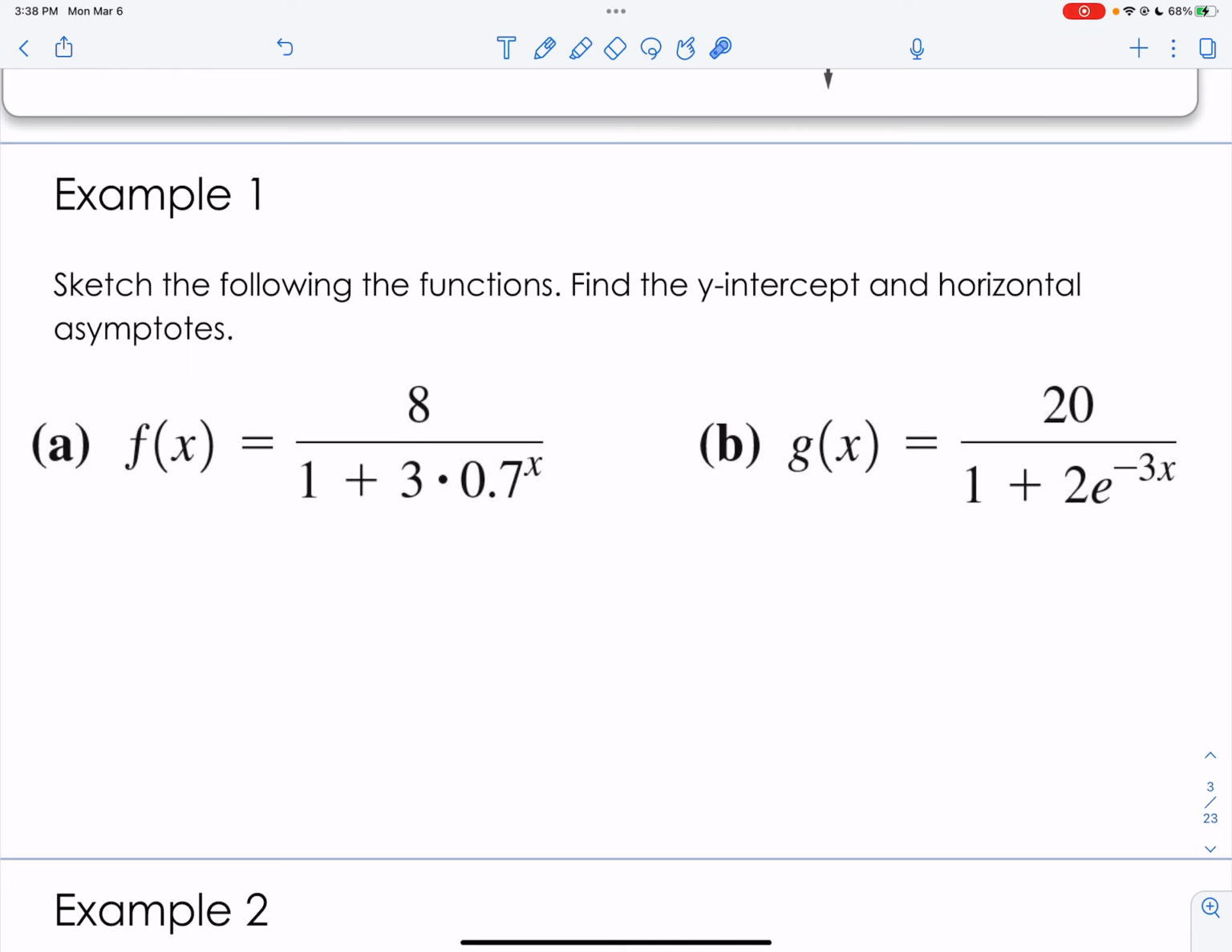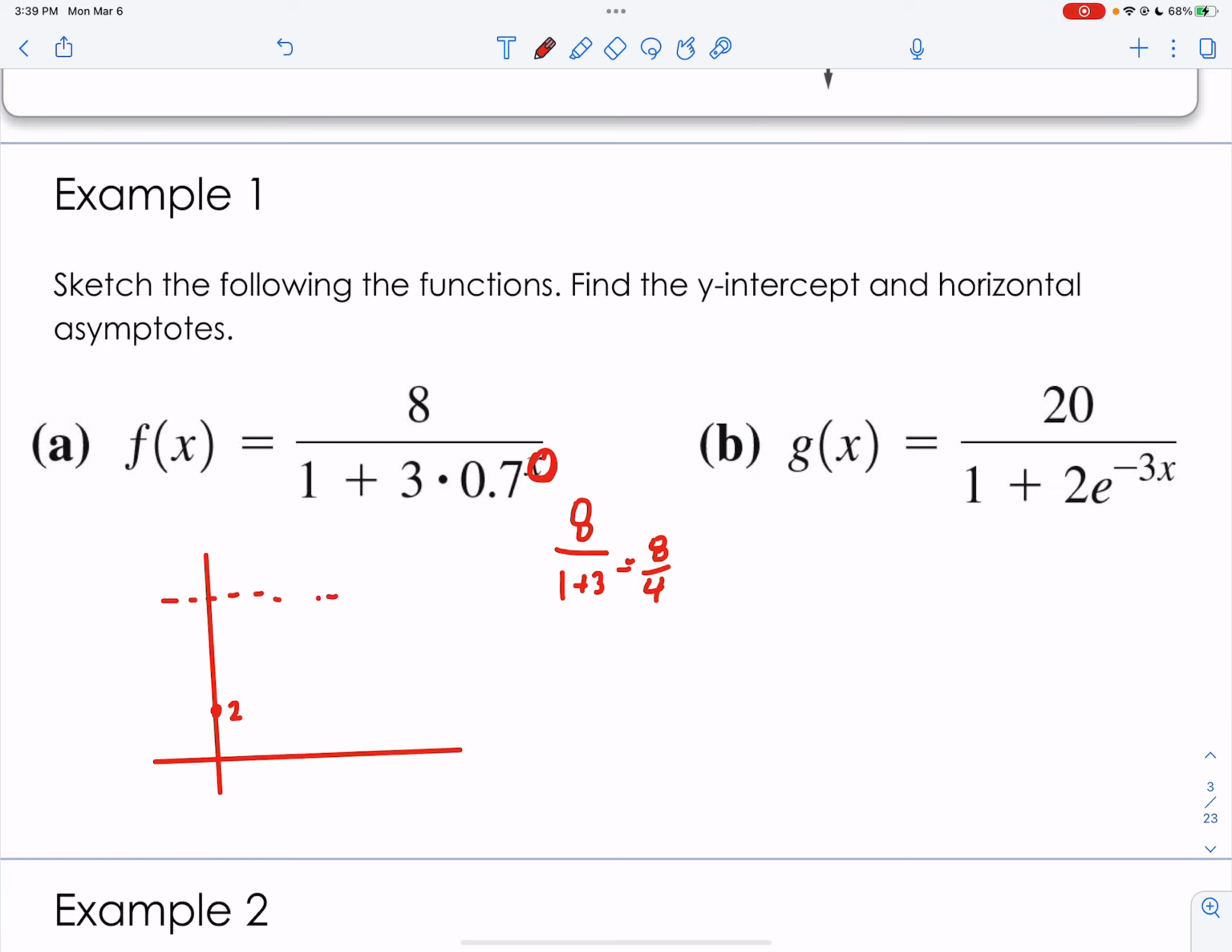For example 1, I want to sketch the following functions. If I wanted to find the y-intercept and horizontal asymptotes, what I'm going to do is plug in 0 and see what happens. So 8 over 1 plus 3 times 0.7 to the 0. Well, 0.7 to the 0 is just 1. So now I'm just left with 8 over 1 plus 3, or 8 over 4. So that means that my y-intercept is at 2. I also know that my carrying capacity is at 8, which means that I have a horizontal asymptote at 8.